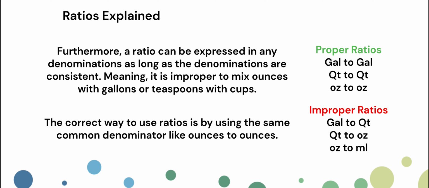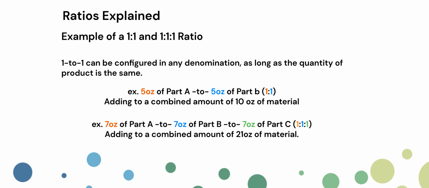The correct way to use ratios is by using the same denomination, like ounces to ounces, as shown on the right. In this example of a 1-to-1 or a 1-to-1-to-1 ratio, it can be configured in any denomination as long as the quantity of product is the same. In the first example, 5 ounces of part A to 5 ounces of part B. That is a 1-to-1 ratio, adding to a combined amount of 10 ounces of material total.